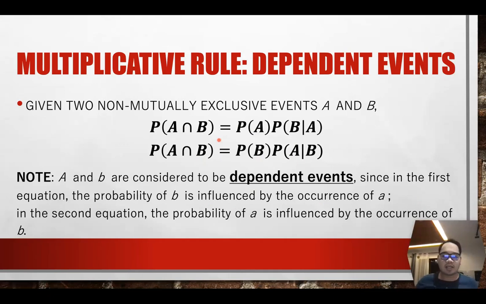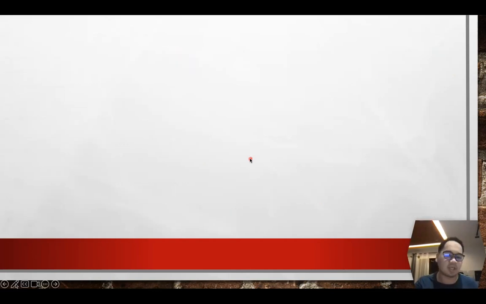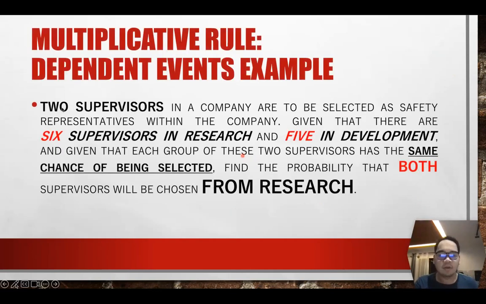Similarly, in the second equation, the probability of A is influenced by the occurrence of the first event, which is E. For example, two supervisors in a company are to be selected as safety representatives within the company. Given that there are 6 supervisors in research and 5 in development, and given that each group of these two supervisors have the same chance of being selected, find the probability that both of the supervisors will be from research.